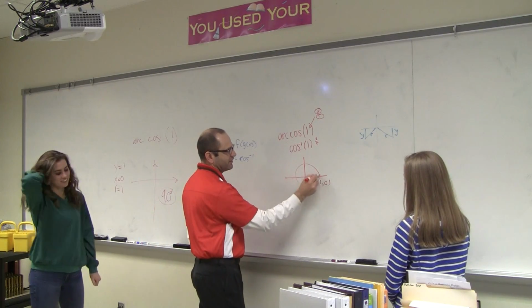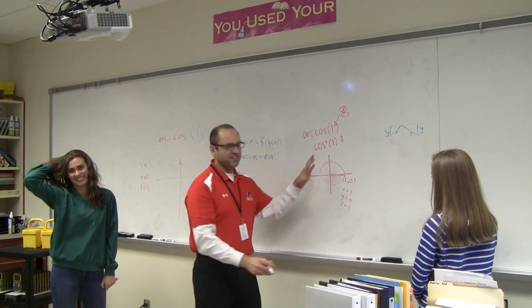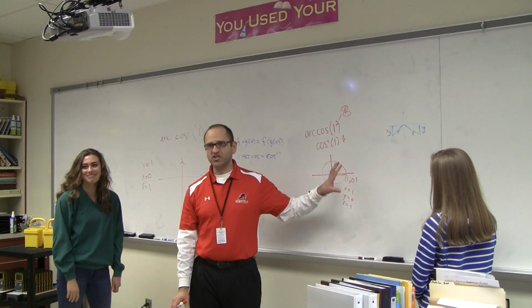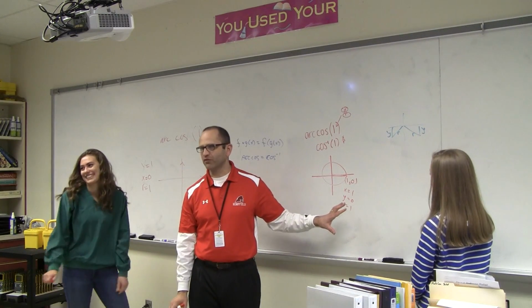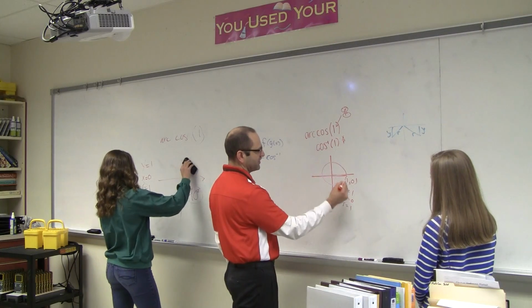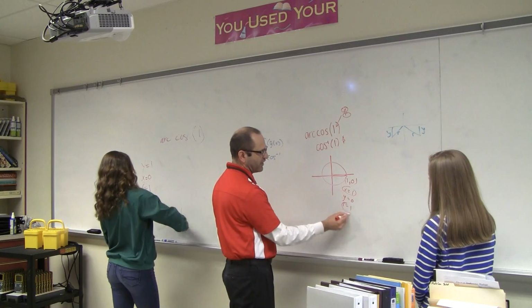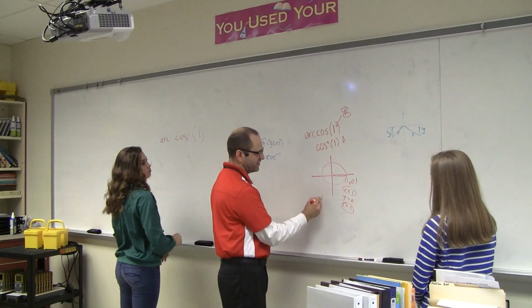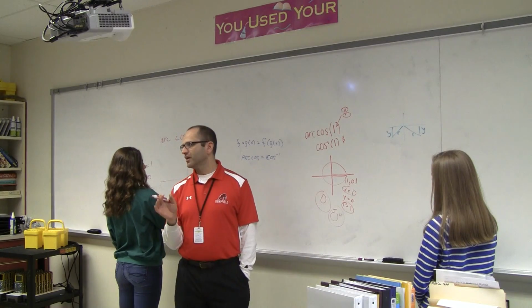X is 1, y is 0, r is 1. This all goes back to sections 4.2 to 4.4, right? So what do we have here? We're looking for the cosine ratio to equal 1. We want to know what that angle is. Well, cosine equals 1 right here, 1 over 1. That angle is 0. So it's either 0 radians or 0 degrees. Those are the only two acceptable answers.